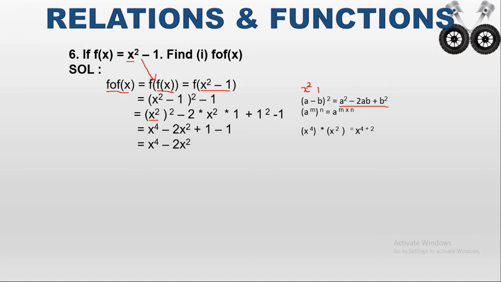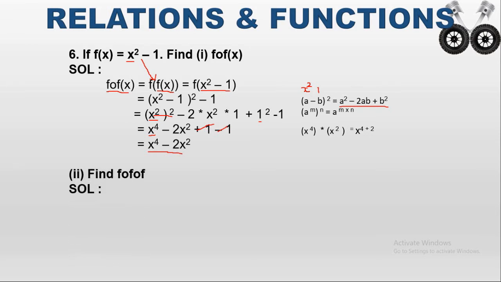That is x square whole square. That means you have to multiply the powers. That is 2 into 2, it became 4. So x power 4. Then 2 into x square into 1, it will become 2x square. Then 1 square is 1. So here plus 1 and minus 1 are cancelled. So the final answer is x power 4 minus 2x square. So that is the value for f composition f of x.